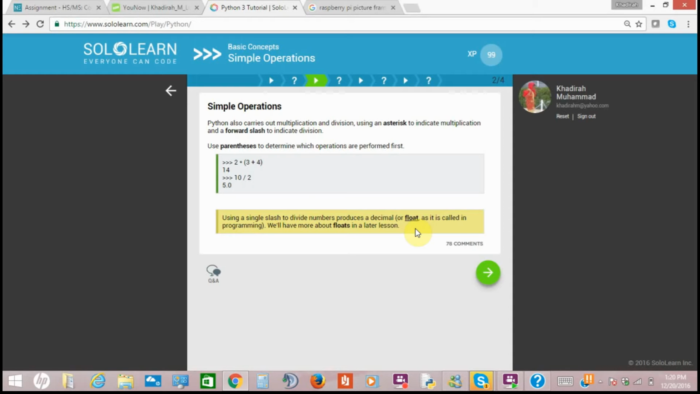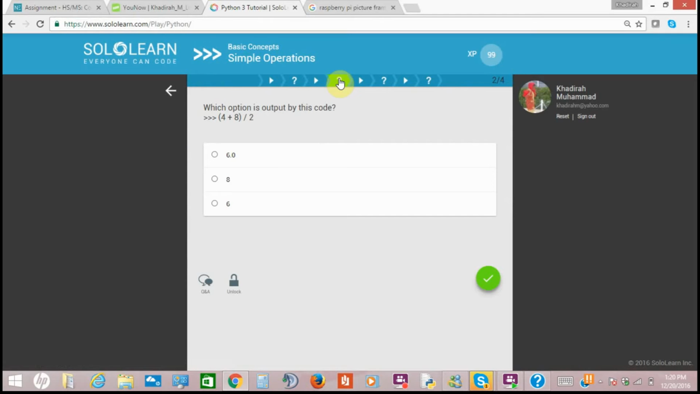So in this example, you would do the 3 plus 4 first, which would be 4, 5, 6, 7. And then 7 times 2 is 14. That's how they got the answer. And you see how they use the asterisk for the multiplication. And then on the second example, it's 10 forward slash 2, or divided by 2, and that would be 5.0. So let's move on to the question.